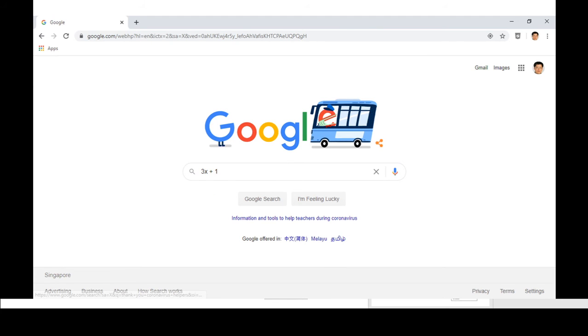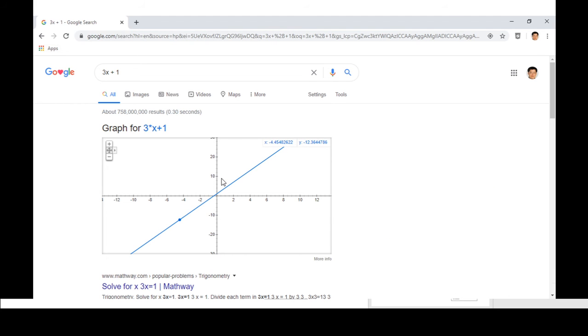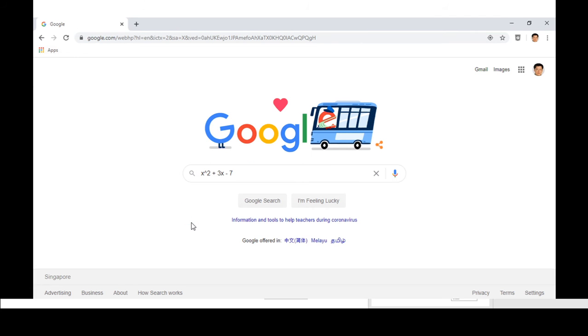You can plot graphs, and this is a great advantage of Google Calculator. So if you key in 3x plus 1, you can plot out 3x plus 1. And if you put your cursor on different points of the curve, you get the readout right there. So if I put my cursor here, you'll see that can be seen, and that is the coordinate of that point. Okay, you can also plot out more complicated graphs.